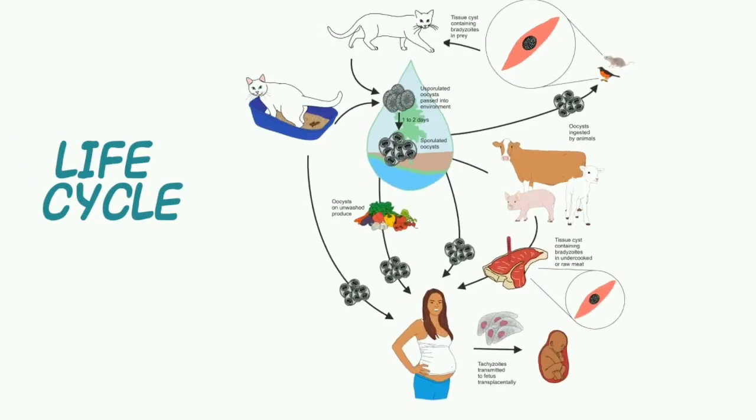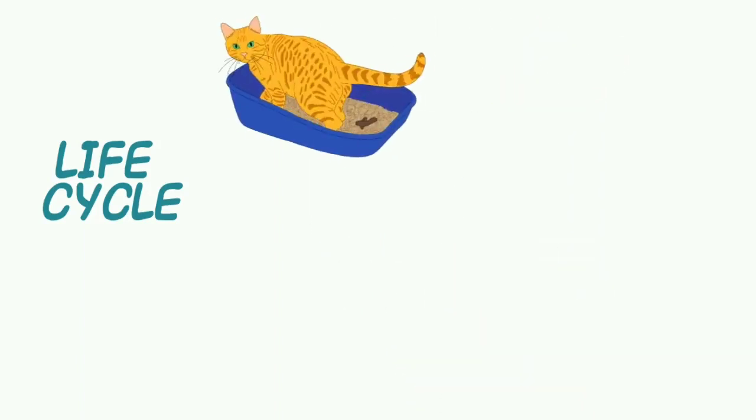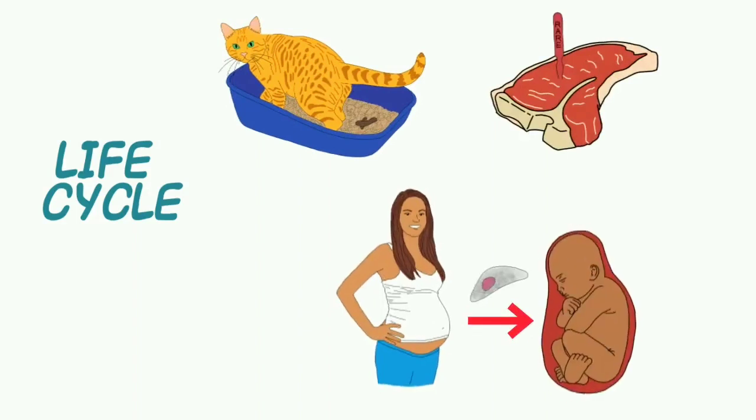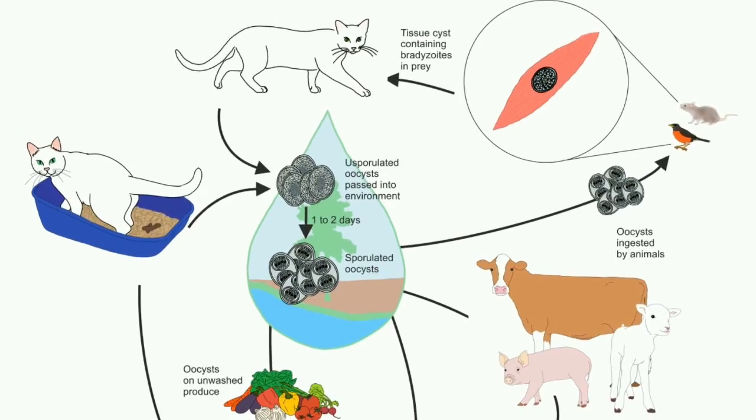How is toxo transmitted? In order to understand the presentation of this disease, it's time that we talk about the life cycle. Transmission of infectious oocysts can occur through consumption of cat feces or infected meat, and by transplacental transfer of tachyzoites from mother to fetus. How does toxo get into a cat, the definitive host?